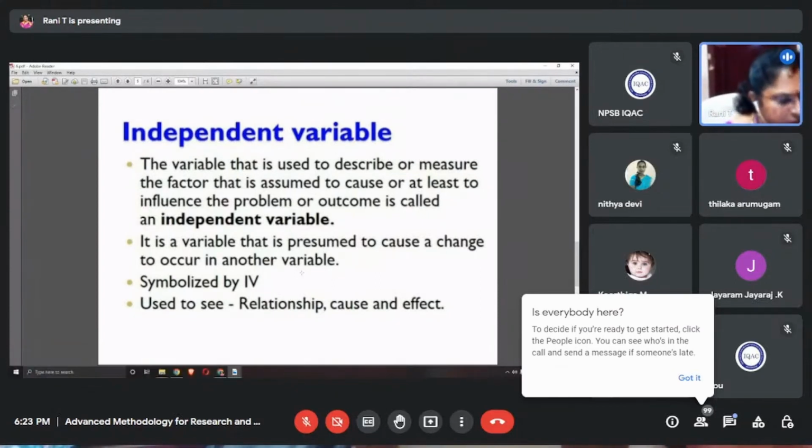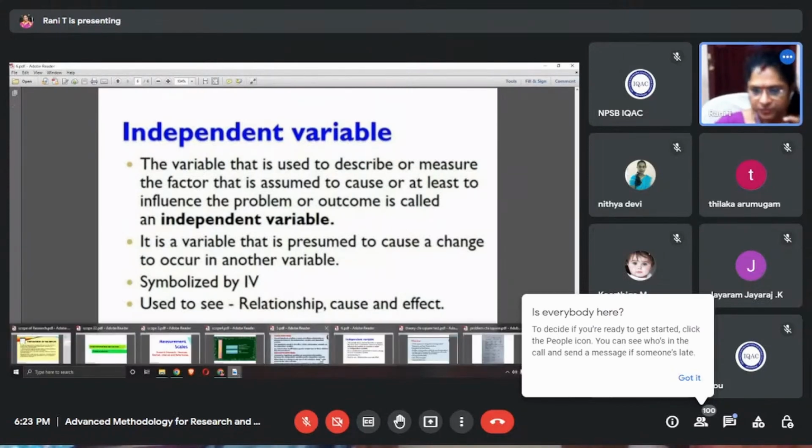And what is the dependent variable? For example, attendance shortage will lead to non-appearance in the semester exam. So here, what is the independent variable? The independent variable is the attendance. What is the dependent variable? You can't write the exam. So this is how we can classify the independent as well as the dependent variable.